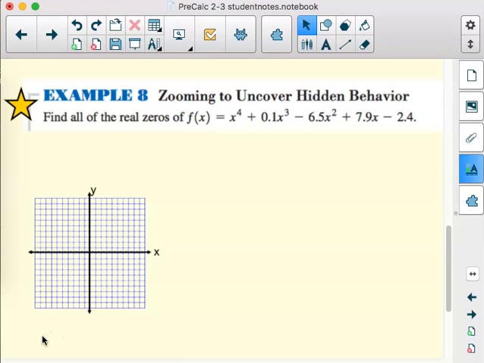All right. Again, if at any point while we're doing this you need to ask a question, don't be afraid to just holler out, Mrs. Cedarholm, this is so-and-so, and let me know what you need. We're going to start with zooming to uncover hidden behavior today. And again, you probably want that graphing calculator handy.